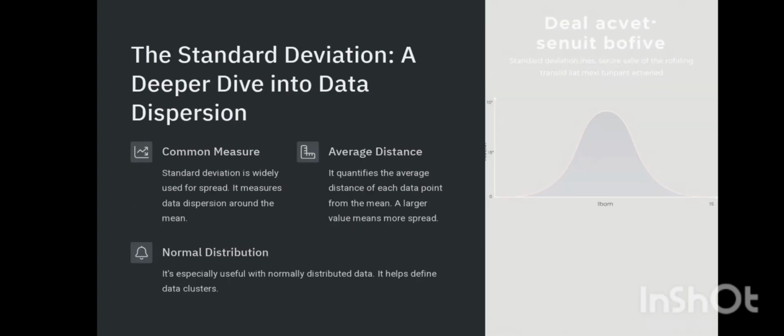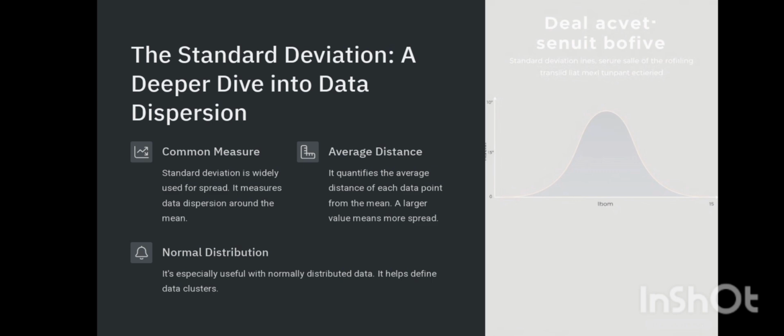The standard deviation, a deeper dive into data dispersion. Standard deviation is a common measure, widely used for spread. It measures data dispersion around the mean. So this is the meaning of common measure.